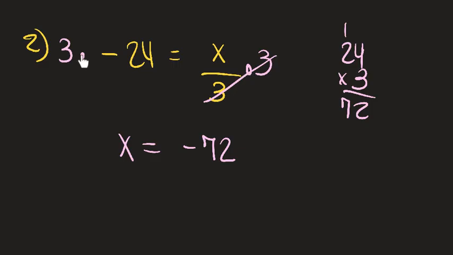Times by 3, times by 3, cross out, what's my answer. I did the scratch work over here. One negative is negative, so it's a -72.